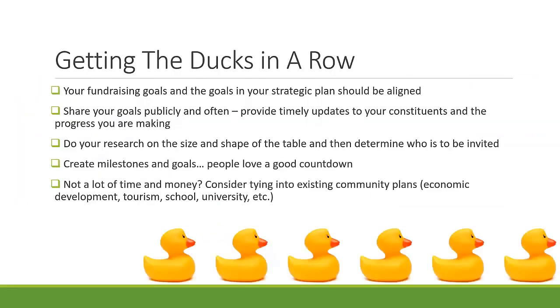In order to get all these ducks in a row, your fundraising goals and your strategic plan should be aligned. I've seen in some cases where the community foundation strategic plan is broad. It's almost too broad, where it's like, yeah, this could happen, but will it happen because you did something, or will it just happen because it's meant to happen?